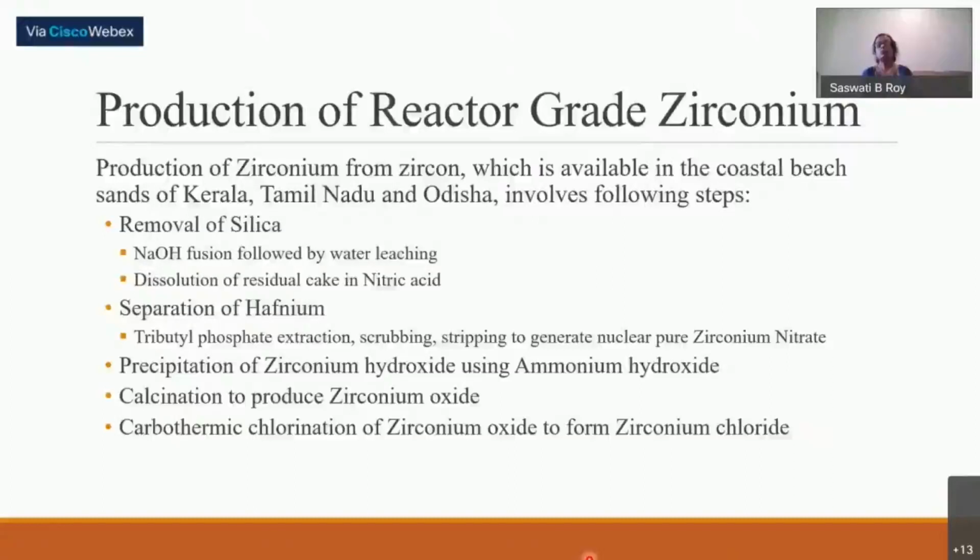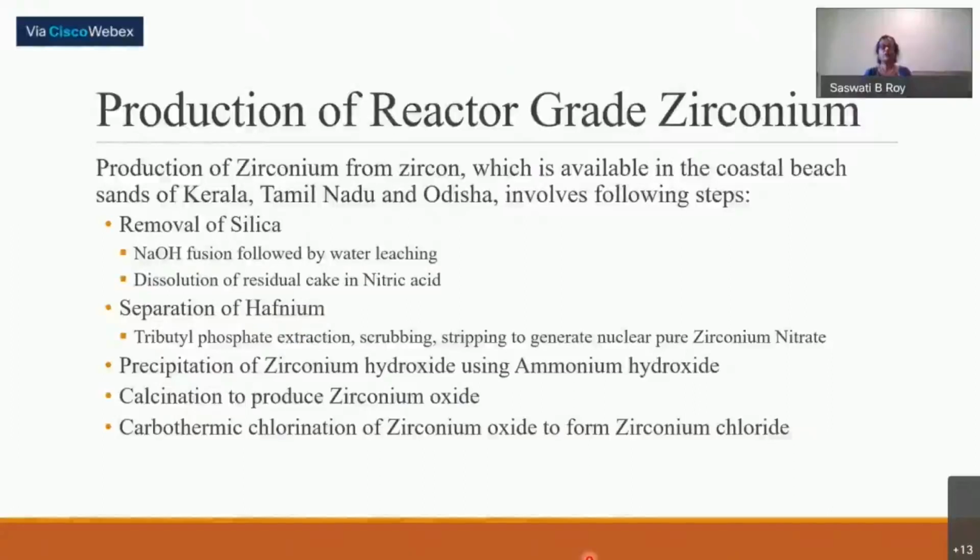Zirconium forms soluble complexes with tributyl phosphate, which separates from the aqueous phase. Zirconium goes to the organic phase, and this organic is separated out for scrubbing. After scrubbing, you remove some partial impurities again, and then it will be stripped back into the aqueous phase. So earlier also it was zirconium nitrate before going through solvent extraction. Now also after stripping, whatever we get is zirconium nitrate, but it is nuclear pure.